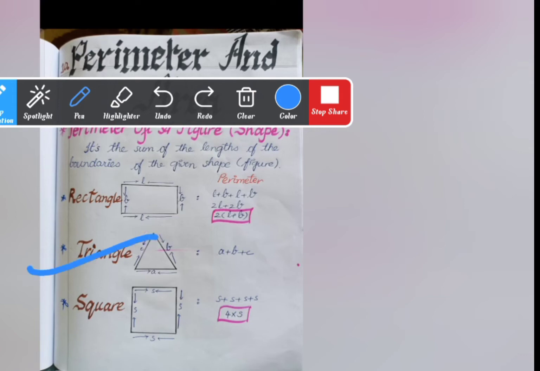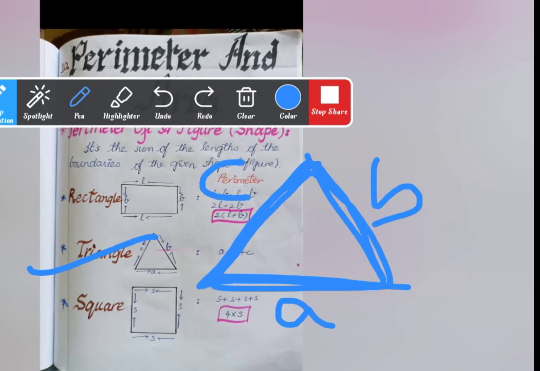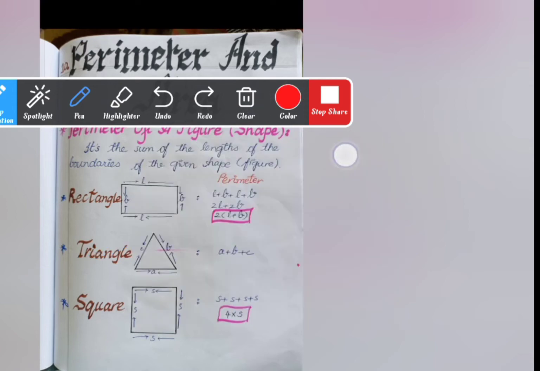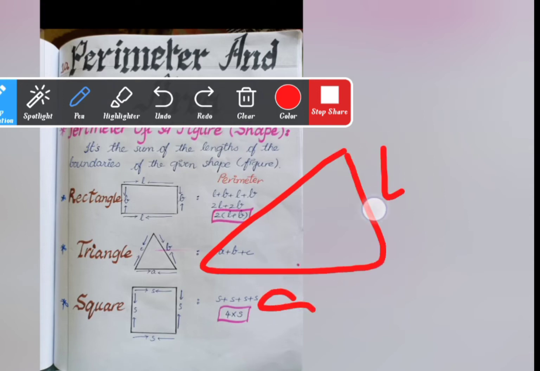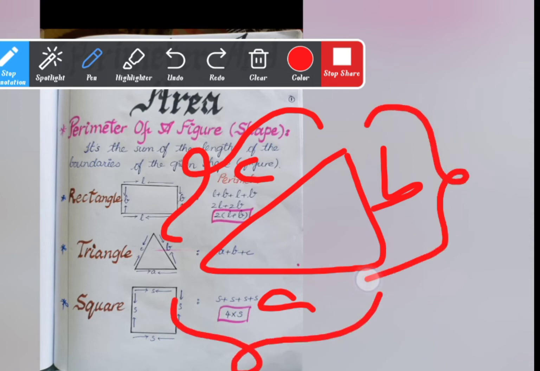Triangle. What is a triangle? It is a 3-sided closed figure. So here let the length of this side be a, the length of this side be small b, and the length of this side be small c. Can you tell me what is the perimeter of this triangle? a, b, c. This total length is c, this total length is a, and this total length is b. So here perimeter is a plus b plus c.